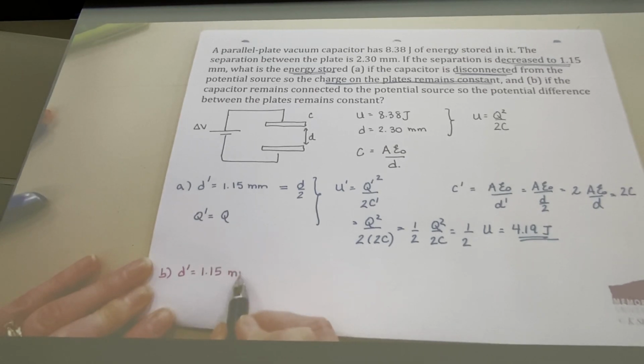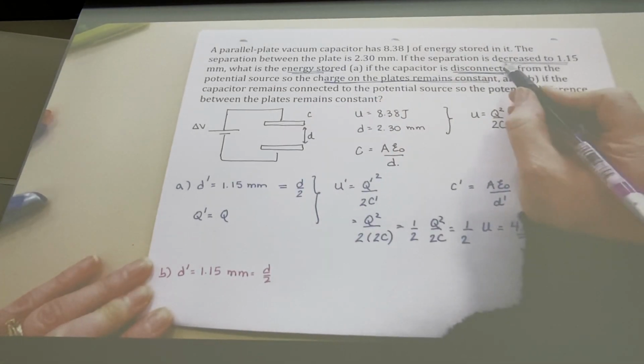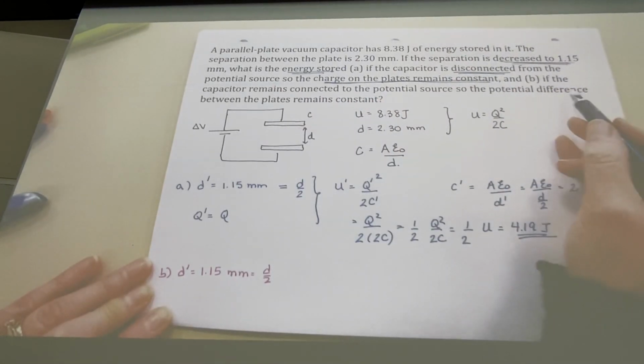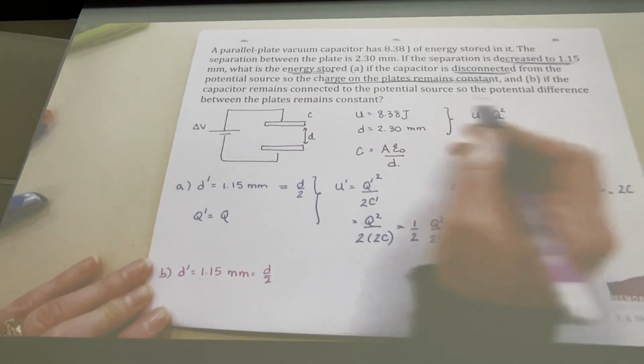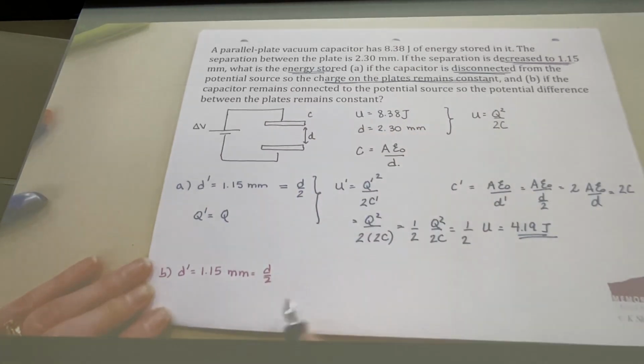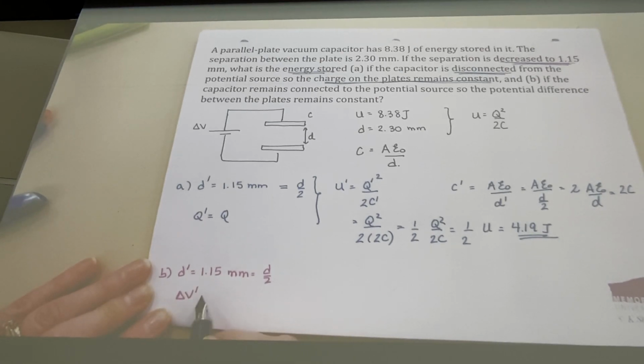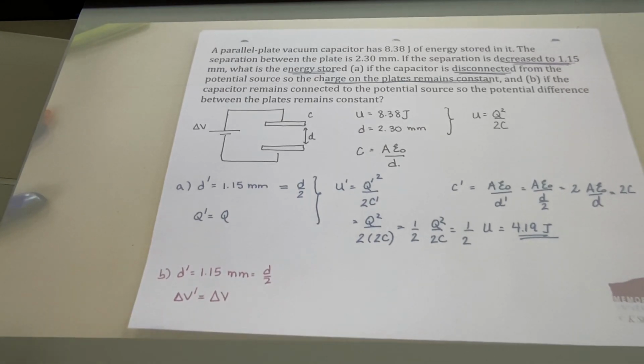Still decreasing it by half. So same thing, decrease to 1.15. But this time the capacitor remains connected to the potential source so that the potential difference between the plates remains constant. So our new potential difference, delta V primed, is equal to our original potential difference, delta V. So this is the thing that's the same now.